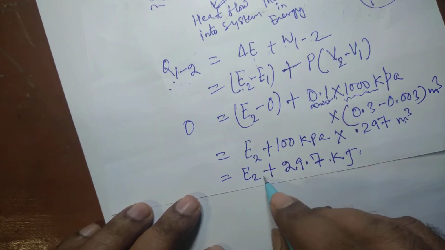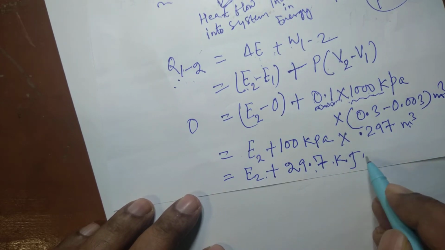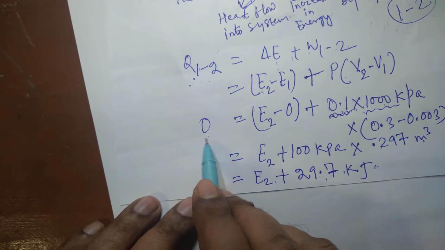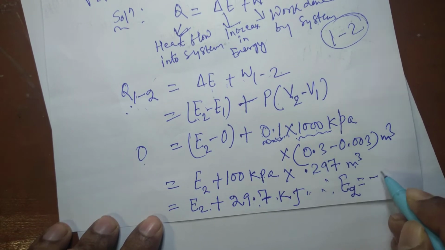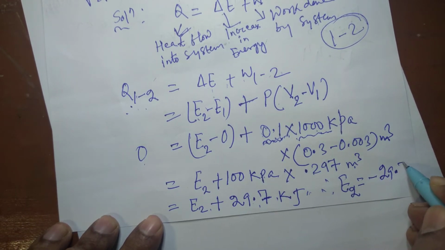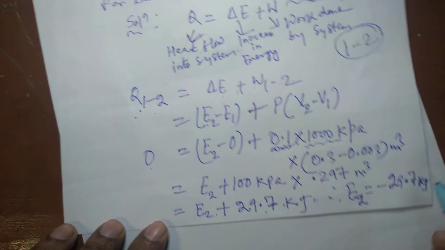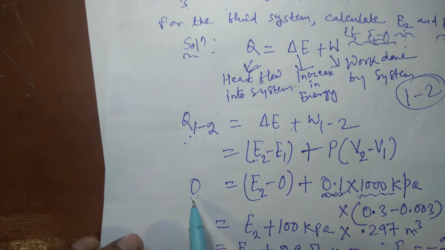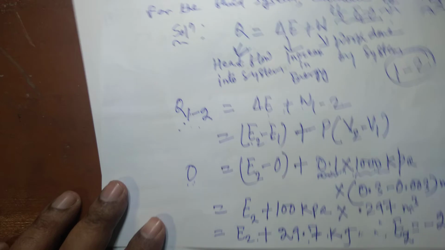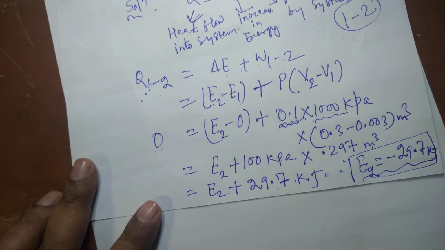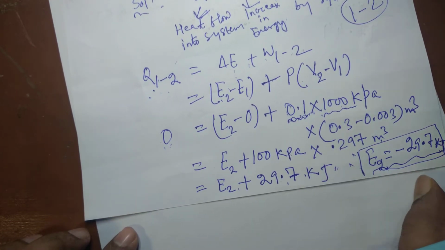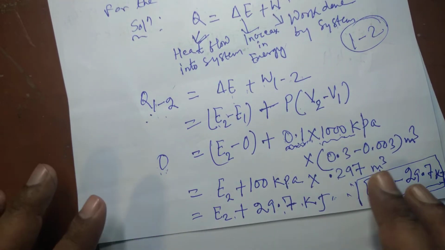E2 plus 29.7 kilojoule is equal to 0. So E2 will obviously be minus 29.7 kilojoule. Why is the heat interaction 0? Because there is an insulator. So we calculated E2 to be minus 29.7 kilojoule.